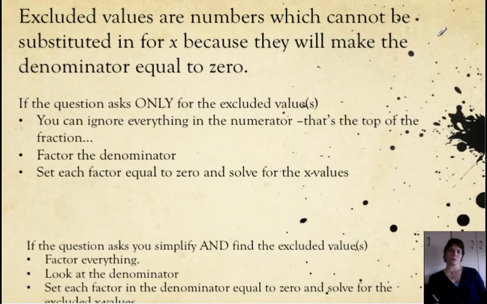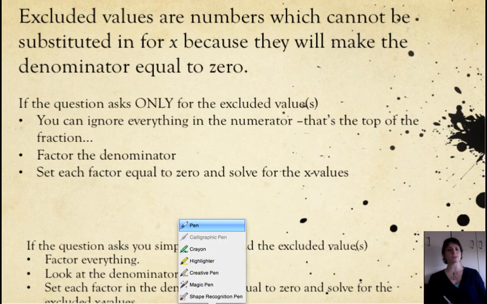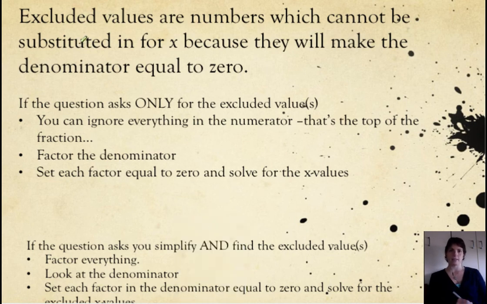So the last bit we have to talk about is that sentence at the bottom of your notes. It says that excluded values are numbers which cannot be substituted in for x because they will make the denominator equal to 0. These problems are intended to be very easy. There are some key words here. We said excluded values, and they make the denominator equal to 0. So if all the question asks for is the excluded values, you can ignore everything in the numerator. That's the top part of the fraction. You need to factor the denominator and set each factor equal to 0 and solve for the x values.